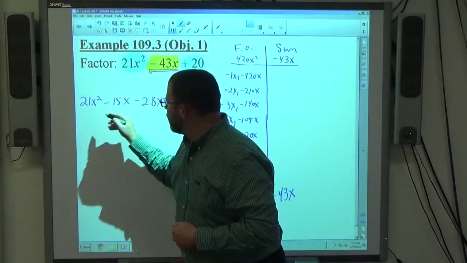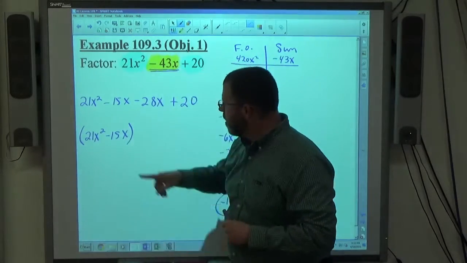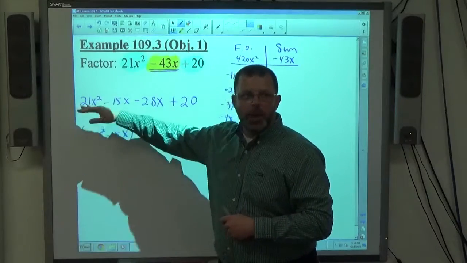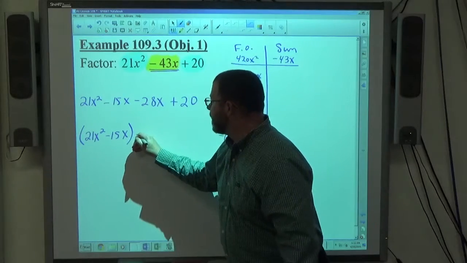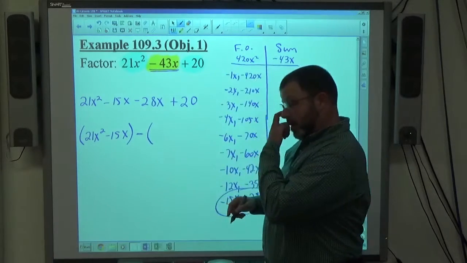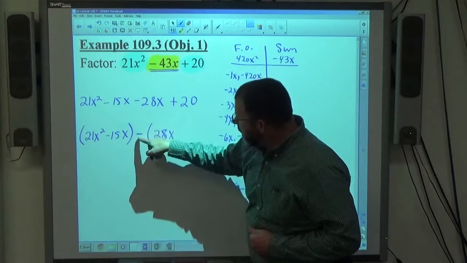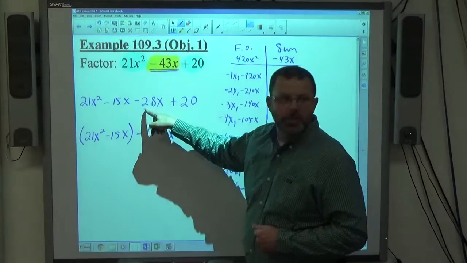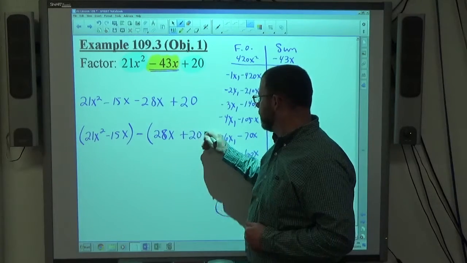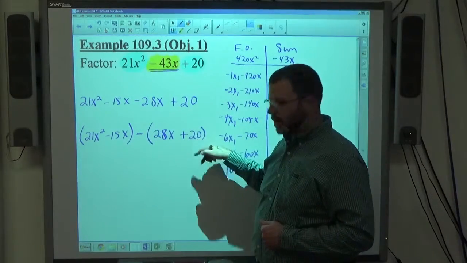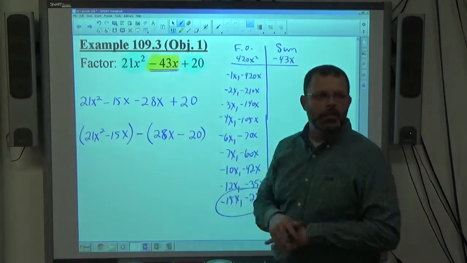So if I put parentheses around the first two objects, 21x squared minus 15x, that's positive, that's negative, everything's exactly right with that grouping, right? Everybody see that okay? The second grouping, I've got a minus now in front of the parentheses. All right, 28x goes right here. If I distribute this minus sign through, minus 28x is the same as minus 28x, right? So that's the same. But if I put a plus 20 here, it's actually minus 20. So I have to make this second sign a negative so that minus minus makes the plus up here.